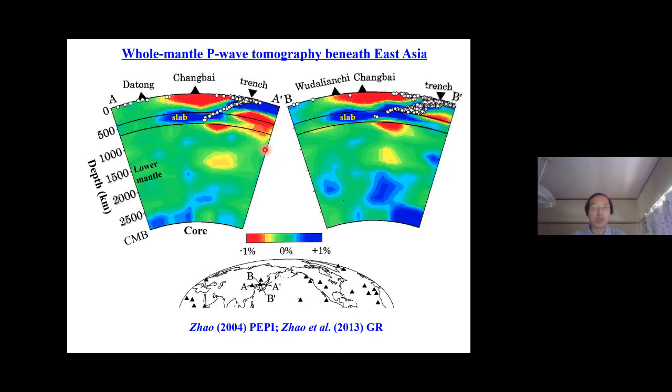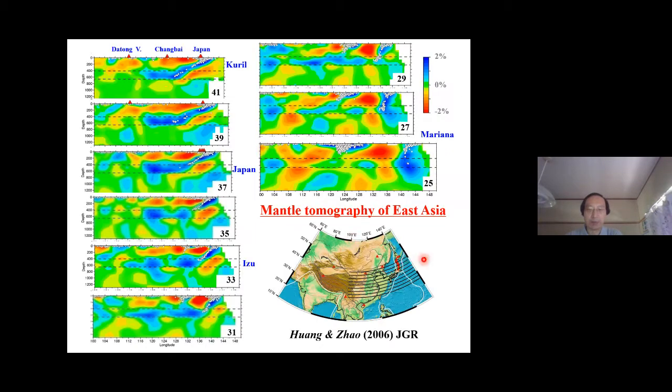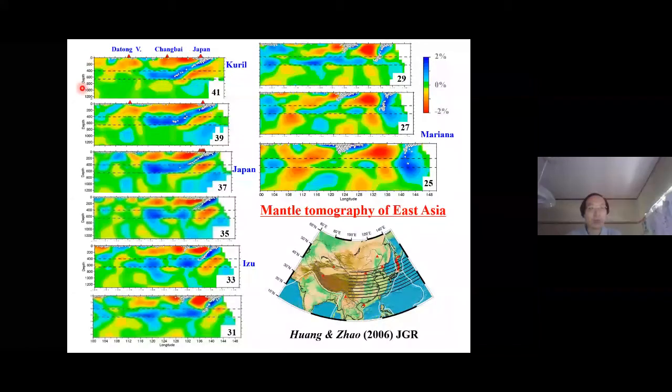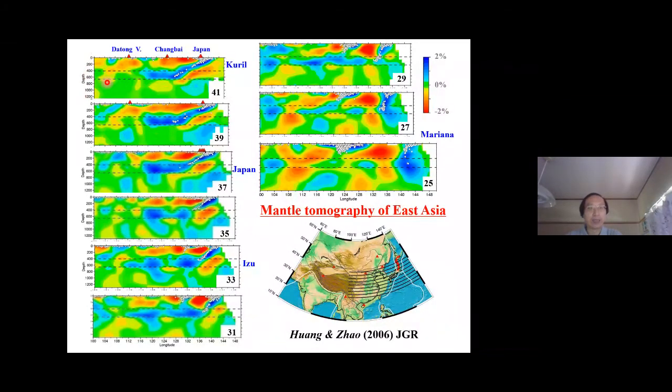Now let me show the high resolution regional tomography beneath East Asia. This figure shows the nine east-west vertical cross sections. The profiles shown here pass through the Japan Islands and Eastern China. The cross sections are from the surface down to 1300 kilometer depth. The two dashed lines show the 410 and 660 kilometer discontinuities. And once again, the white dots show the earthquake seismicity along each cross section.